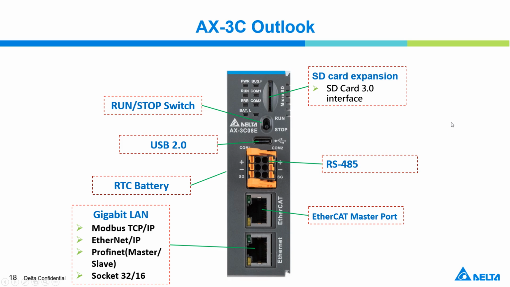The next module is AX-3C. We can see the appearance is like this one, it is the same kind of module. This one is very suitable for a compact cabinet, to save space. For the communication protocols, this one can support Modbus TCP, EIP, and here for the Profinet it supports master and slave.